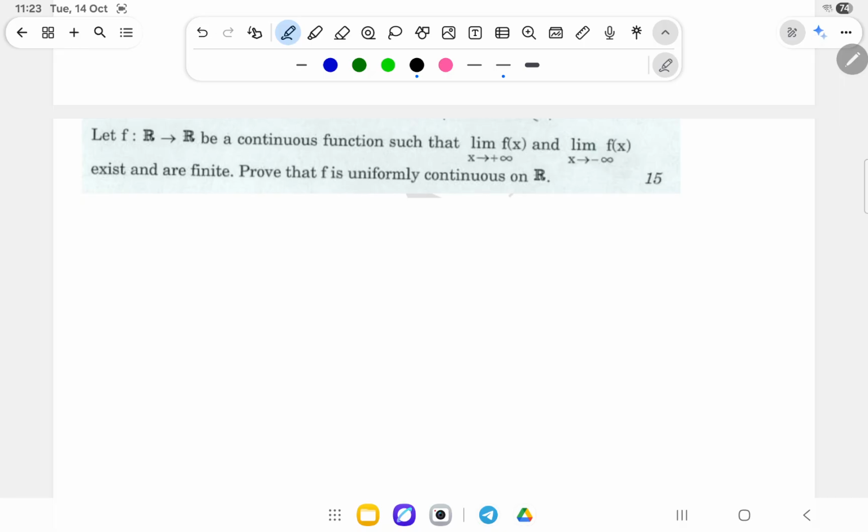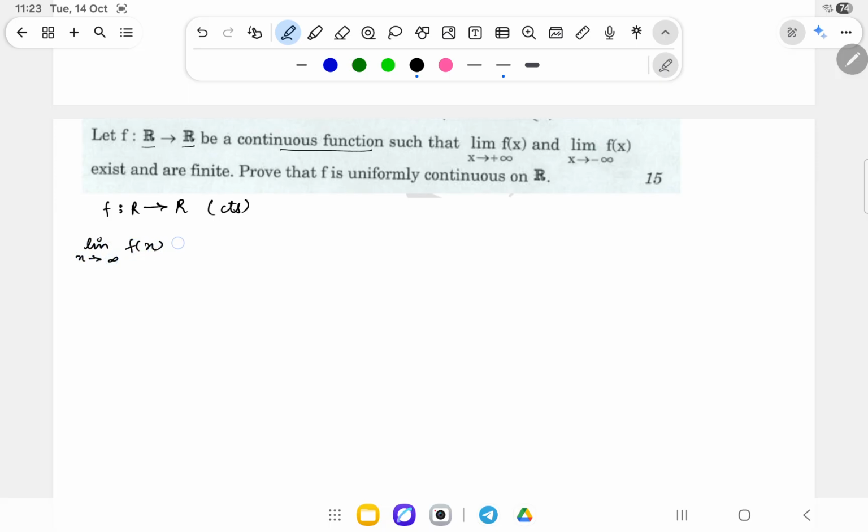So the next question says that we have a function f from real line to real line and it is a continuous function. So we have a function f from R to R and this function is continuous. So I'm just writing continuous with CTS. And further it says that the limit of f(x) as x approaches infinity and the limit of f(x) as x approaches minus infinity, these two limits exist and are finite.